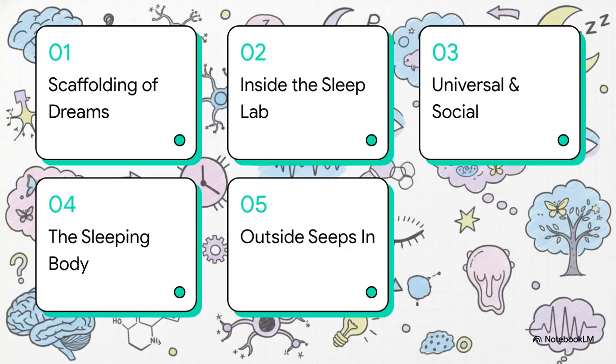To systematically deconstruct how this all works, here's our roadmap for this explainer. We're going to cover 1. The scaffolding of dreams, 2. Inside the sleep lab, 3. Universal and social dreams, 4. The sleeping body's influence, and 5. How the outside seeps in. We are going to break down exactly how the mind, the body, and our environment play a role in dreaming.